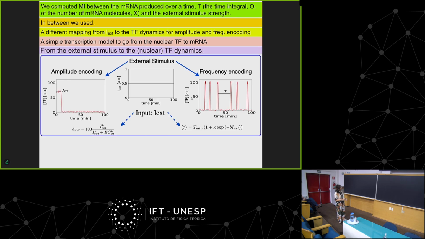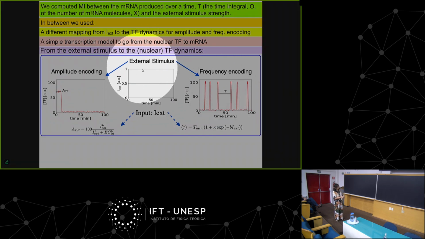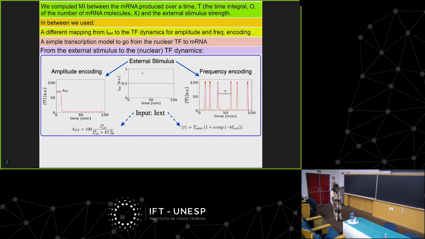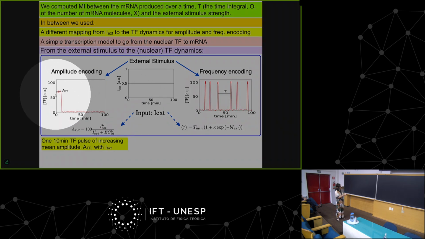And so this is a scheme of the first part, basically. So we have an external stimulus, which is like a step, but we are looking at the time during which the external stimulus is constant. So we assume it changed at some point and then it stayed. And then in the case of amplitude encoding, we assume that there is one pulse of transcription factor inside the nucleus that lasts 10 minutes, and that there is some mean amplitude of that pulse, which is a function of the external stimulus, very much like the plot that I showed you of the response as a function of the pheromone concentration, which is a Hill function, something that has a saturating value.